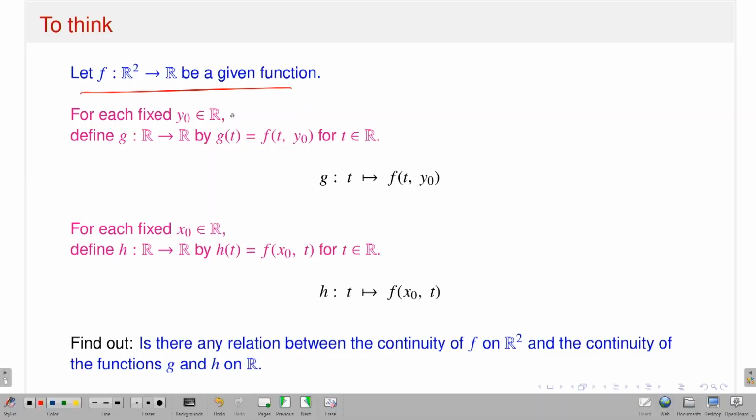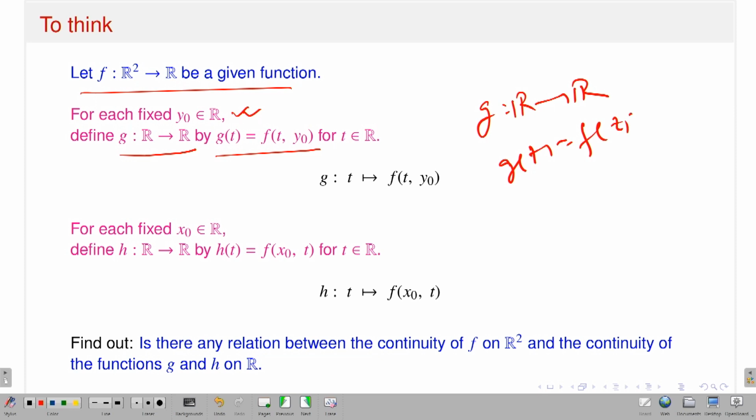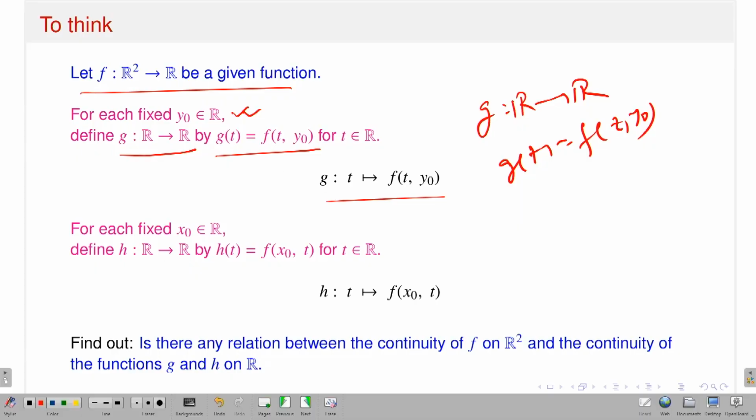What I am doing, first I am considering a fixed point, y naught is fixed. Now, once I fix my point y naught, I am defining a function g from R to R, which is nothing but g of t equals f of t comma y naught. So, whenever I fix the point y naught, I have a function from R to R. So, what is my function g? G is a map from R to R, and g is defined by g of t equals f of t comma y naught. Therefore, given a function f from R2 to R, fixing a point y naught, define a function g from R to R, a real valued function of a real variable, by g of t equals f of t comma y naught.